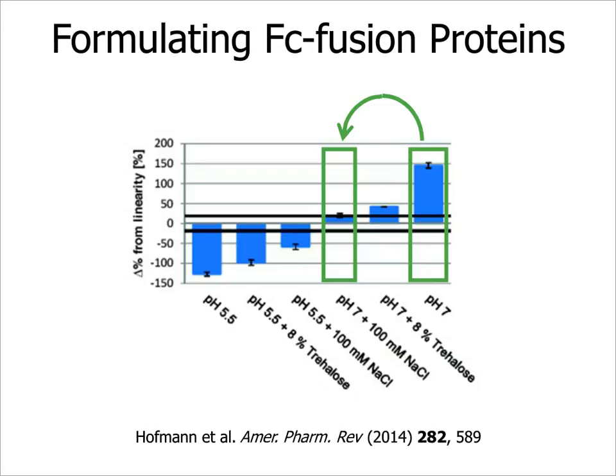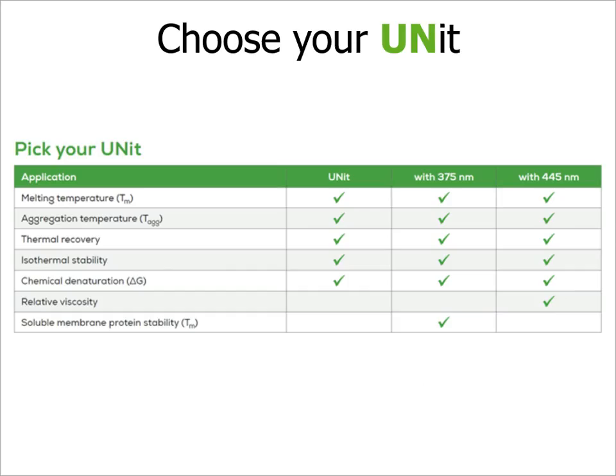So as I hope you can tell, and I hope you can gather from what we've talked about today, there are a wide variety of different assays and different mechanisms that you can use to determine protein stability with very small amounts of sample, very quickly and very easily with the Unit system. So in terms of different applications that are available, you can characterize melting temperatures, aggregation temperatures, look at thermal recovery and isothermal stability, as well as look at relative viscosity and soluble membrane protein stability using one of 3 different Unit systems available from Unchained Labs.